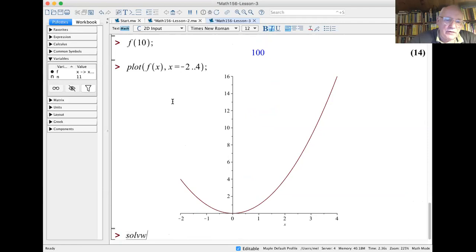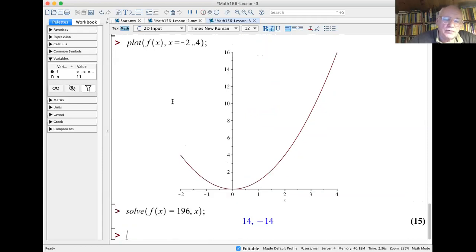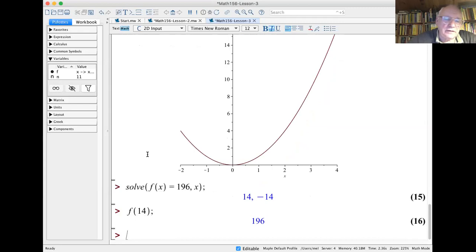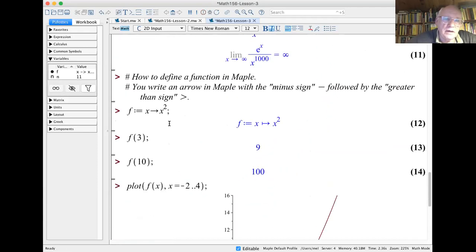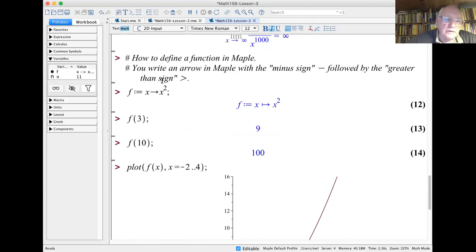I want to solve the equation f of x equals 196. Solve that equation for x. I get two solutions, 14 and -14. Right? f of 14 is 196. f of minus 14 is also 196. So this syntax is very important. This is a function.